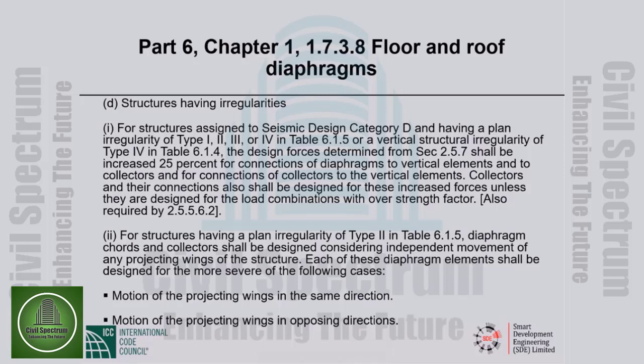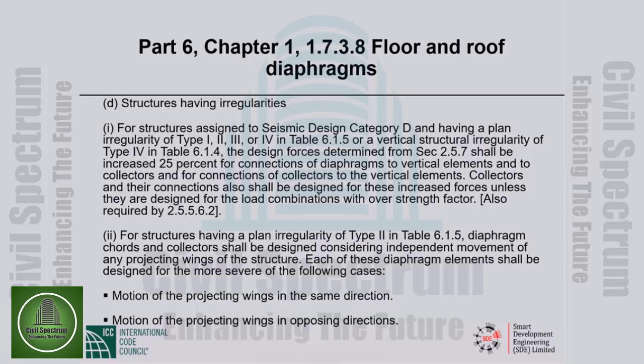So this is where you saw the same thing in the section where I said this is misplaced. I think here it is kind of correctly placed. Collectors and their connections also shall be designed for these increased forces, 25% increase, collectors and their connections, unless they are designed for load combinations with overstrength. Okay, this is exactly how ASC 705 does it also. Okay, high seismic design category, we will have to design for load combinations with overstrength, otherwise 25% increase.